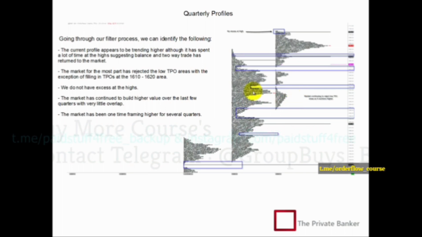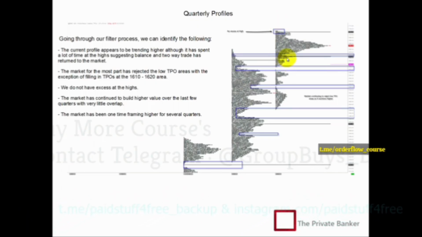We don't have excess at the highs, so we have a poor high in place. And the market has continued to build higher value over the last few quarters with very little overlap. And lastly, the market has been one time framing higher for several quarters. So let's just stop there and look at this a little closer.